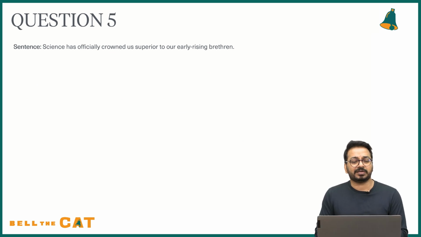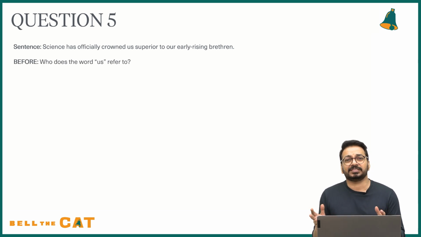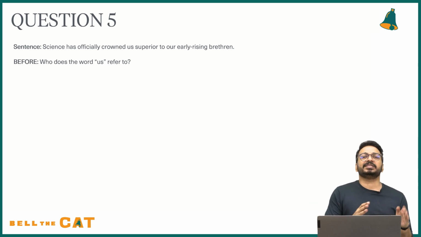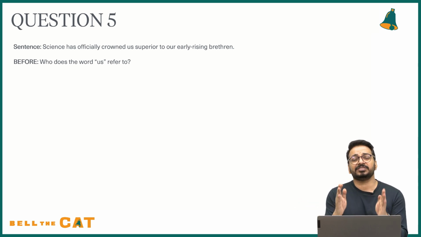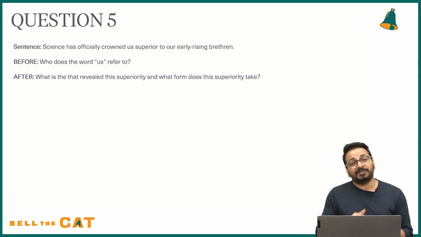Science has officially crowned us superior to our early rising brethren. Now, straight away, you know to ask who this "us" refers to, right? Before this particular sentence, all the sentences that tell you who this "us" is should come together. You should not break it. And what should come after this?